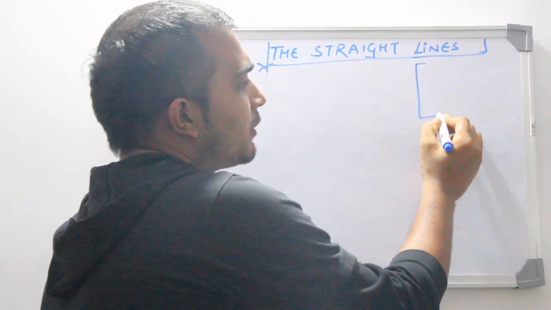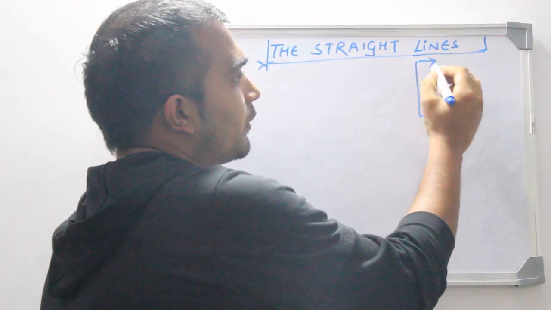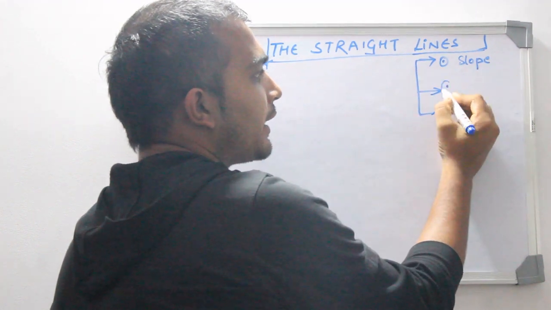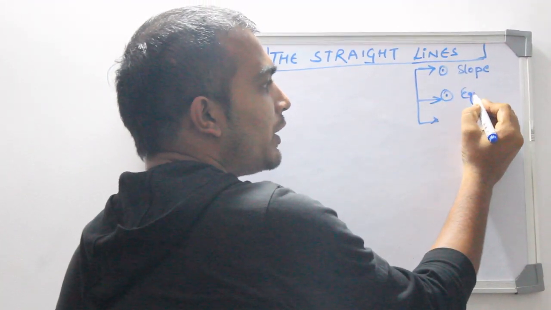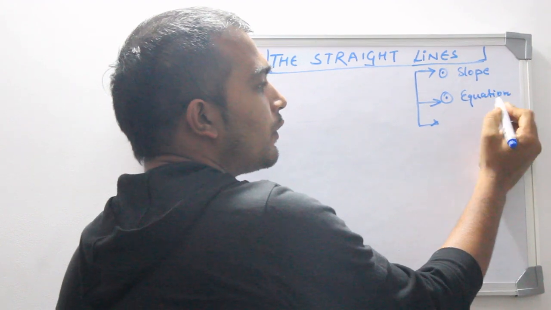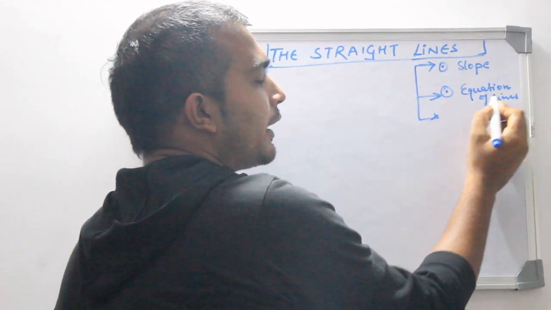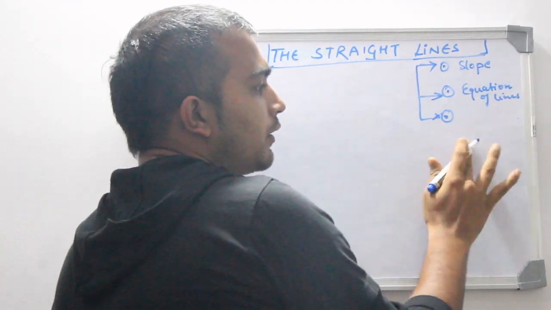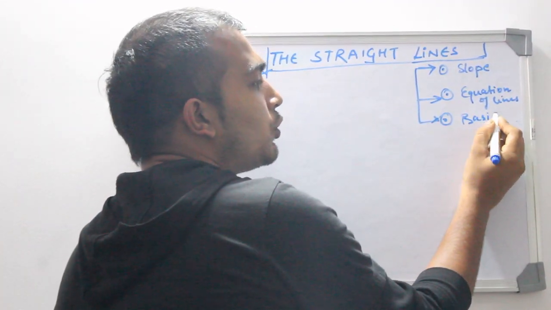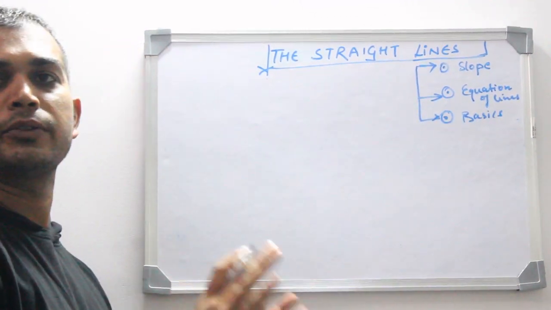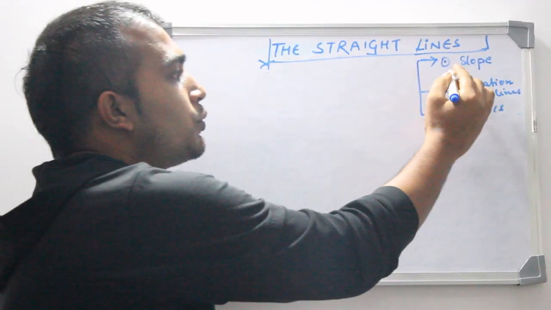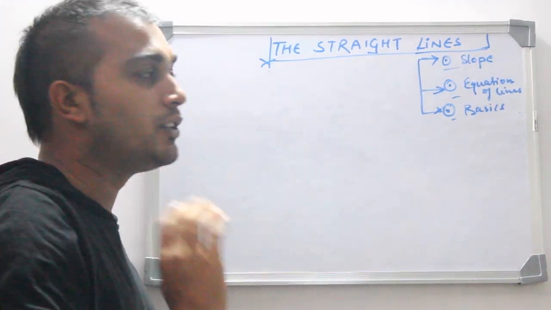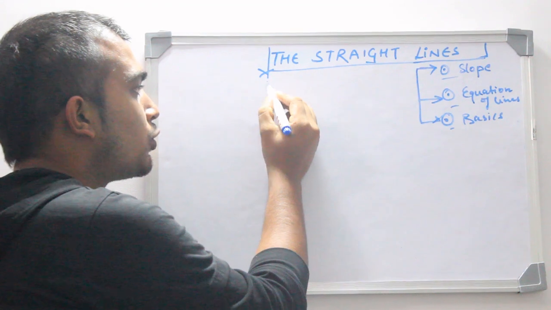Now I'll be taking up three concepts. So first thing is to find out the slope. Second is to find out the equations of lines. And in the third part I'll be discussing the basics which you should know to solve all the problems for straight lines. So once you see all the three videos, you shall be able to solve all the questions of straight lines without any issues. So first thing is about slopes.